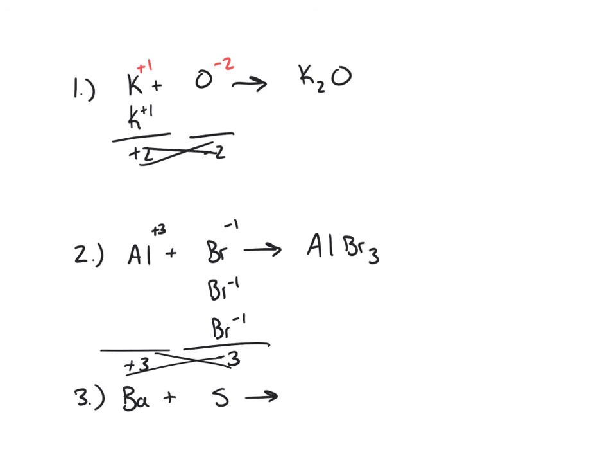Finally, I have barium and sulfur. And barium has a +2 charge because it's in the same column as magnesium and calcium. And sulfur has a -2 charge. Now since I have +2 and -2, I don't need to add any more pluses or any more minuses. These have already been canceled out. Because of the way they're written, they come already balanced. So I simply need to put Ba and S together as BaS.